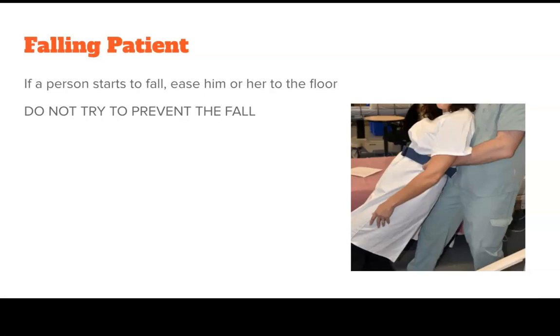I think the pictures are kind of funny. They look funny to me. But when learning to ease your patient down, you can almost use your leg as a slide to get them down to the ground where they're not actually thunking down, because that would prevent injury.